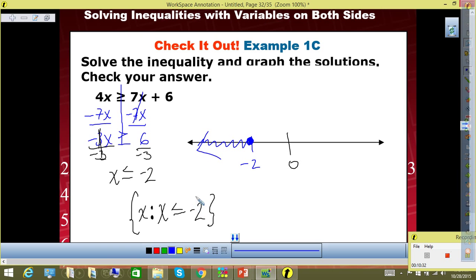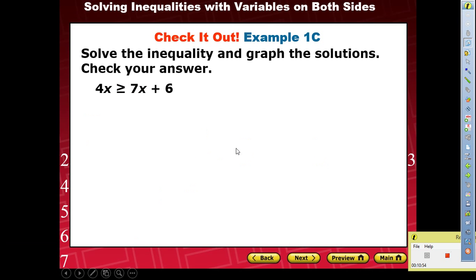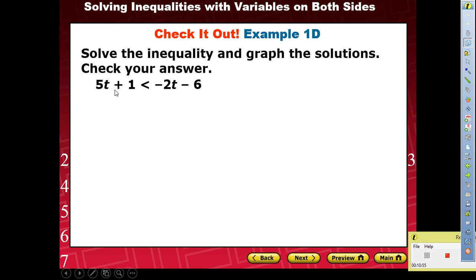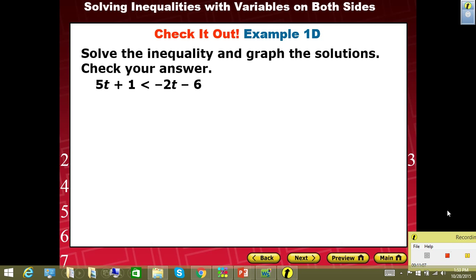Okay. Which point did you test in order to know why it's going in that direction? You tested 3. Is 3 less than or equal to negative 2? No, this is not true. That's why it didn't work and he went that way. Very good. Do this next one by yourself. Example 1D: 5t minus 1 less than negative 2t minus 6. You know how to do this one by yourself? Go. Copy that and solve.